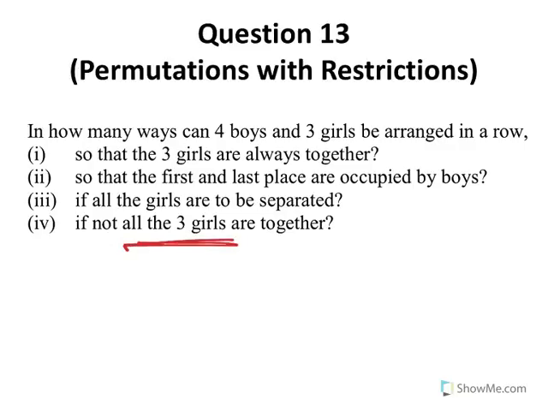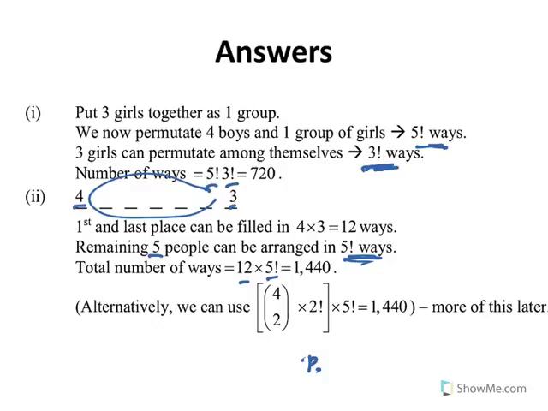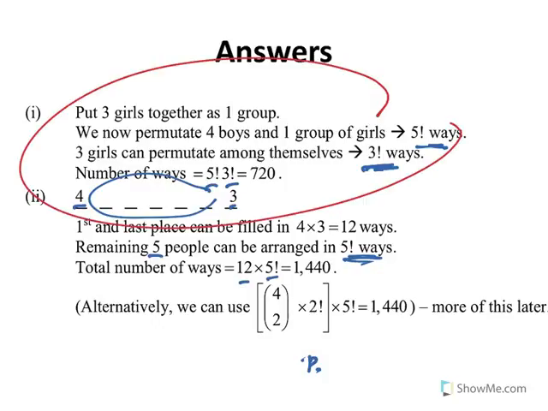So I look at this again. If I want the opposite of this, for any arrangement, either all the 3 girls are together or they are not. So if I want this answer, I can take the total number of ways for all 7 of them, which is 7 factorial, correct? 7 factorial minus the number of ways in which they are together. And the number of ways in which they are together is none other than your part 1.